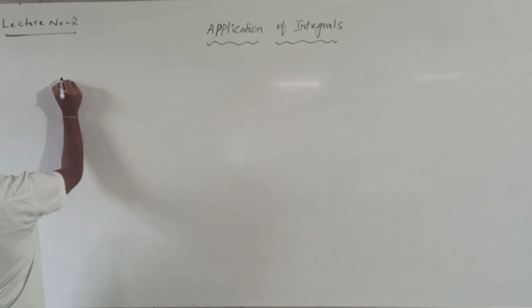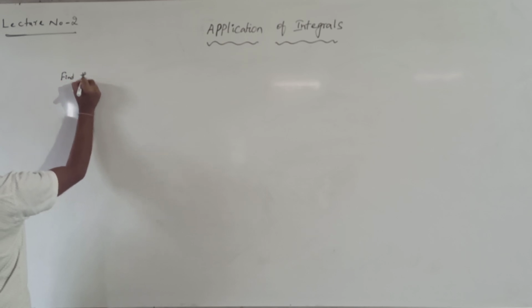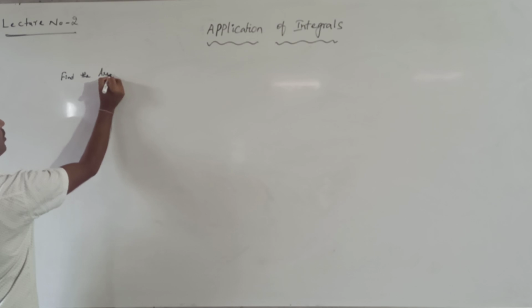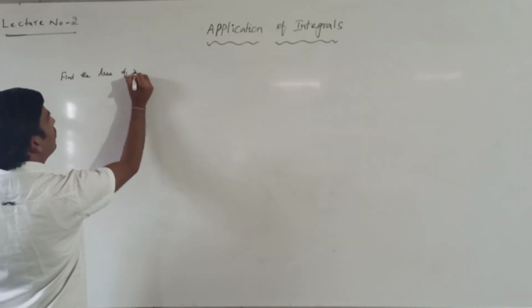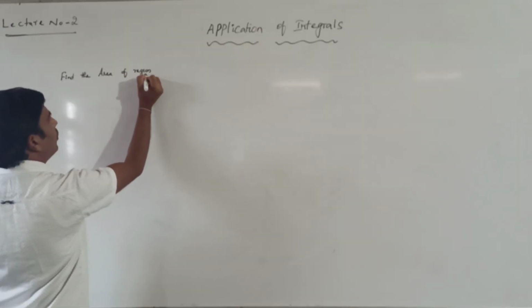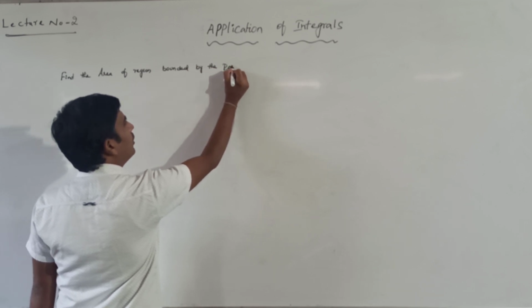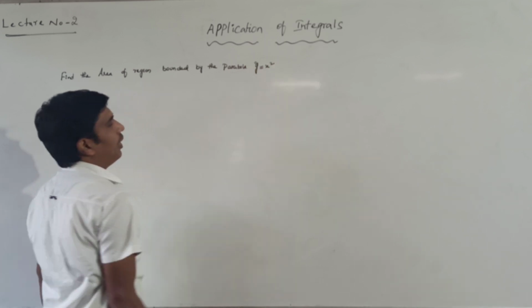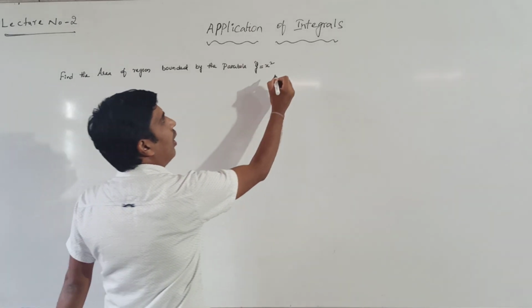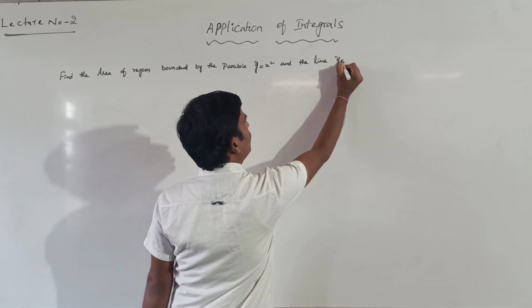Next, one example problem expected for 3 marks. Observe. Find the area of the region bounded by the parabola y is equal to x square and the line y is equal to 4.